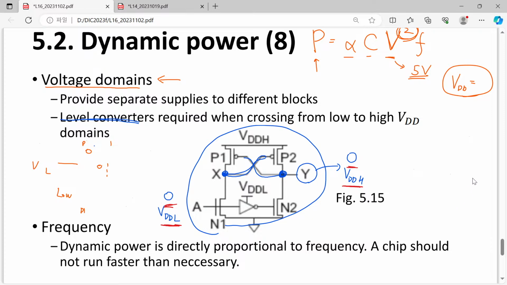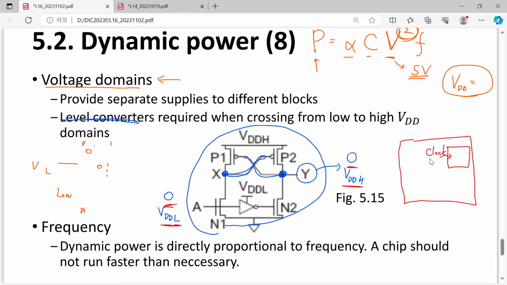And another way to reduce the power consumption is shutting down a certain part of your chip. If we have a certain chip and some part is not currently being used, then we can just turn off the clock itself. If the clock is gone, then what will happen?